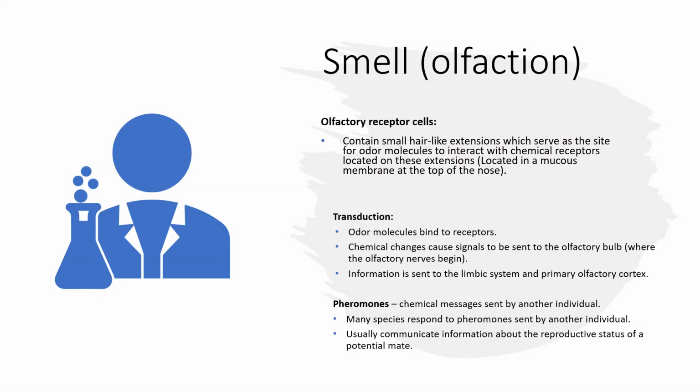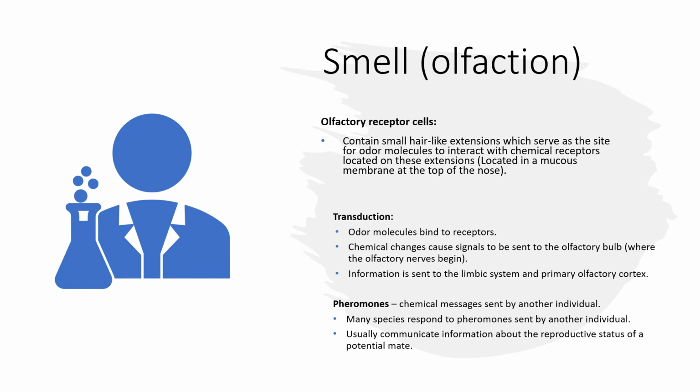Let's now look at smell. So olfactory receptors, and remember olfaction is smell, and olfactory receptor cells, they're located in the mucous membrane at the top of the nose. And there are small hair-like extensions. Are you noticing a pattern with hair-like extensions from these receptors that they serve as the sites for odor molecules? And so they're receptor sites and they take on different shapes of molecules.